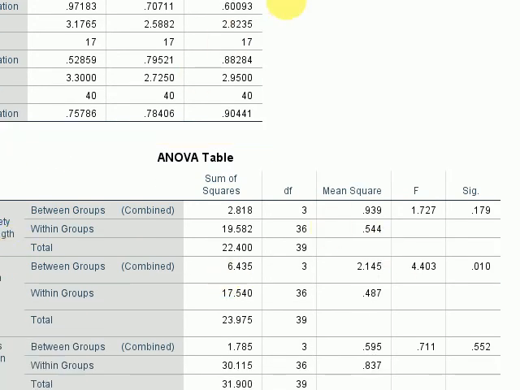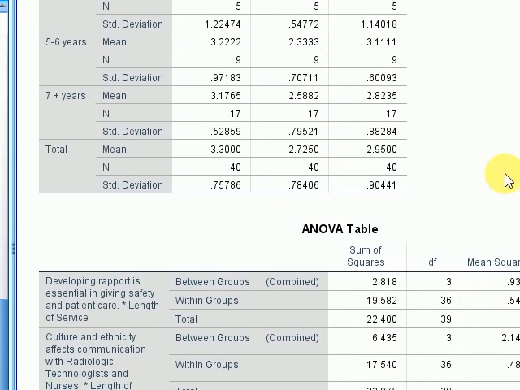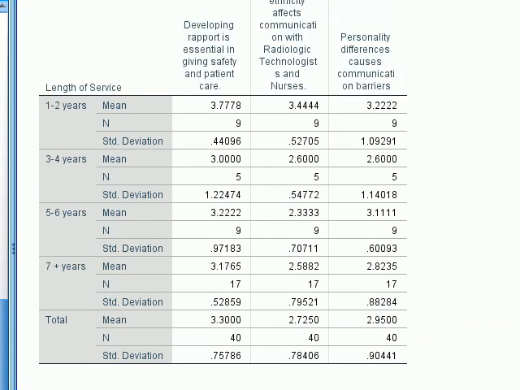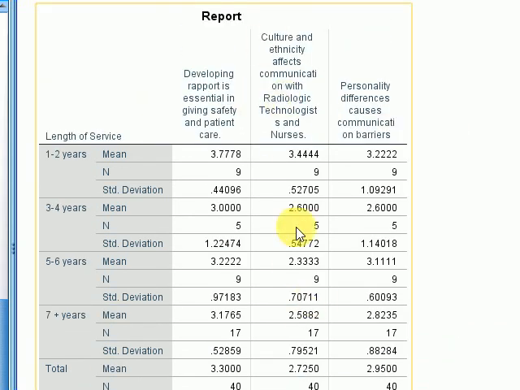This culture question, the second question, has a significant difference. And when you see a significant difference, go back to the table and find out where it came from. This is culture. Why did it have a significant difference? What you can say is that these are 2.3, 2.6, 2.5, almost the same as the total. However, the 1 to 2 years is too high. So you can say that culture and ethnicity affect communication. Those who have been in the company longer, more than 2 years, tend to give a lower score to the question.